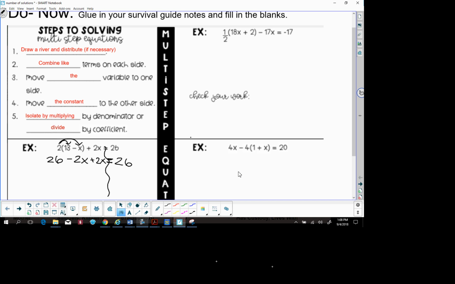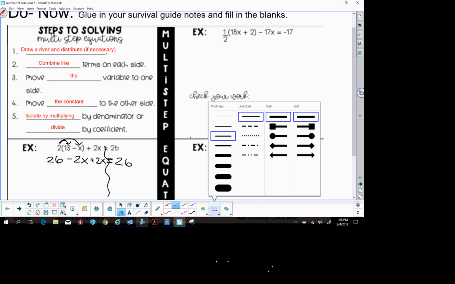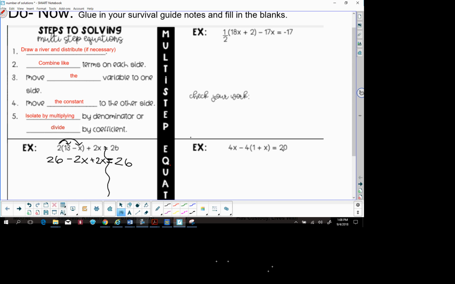Remember, I'm doing each step in color, so if you have a question, like, I have a question about the black part, then you would ask about the black part. The next color I'm going to use is red. Then it says combine like terms on each side. Are there any terms to combine on this side? Negative 2x. What is negative 2x plus 2x? Zero. They cross out basically.